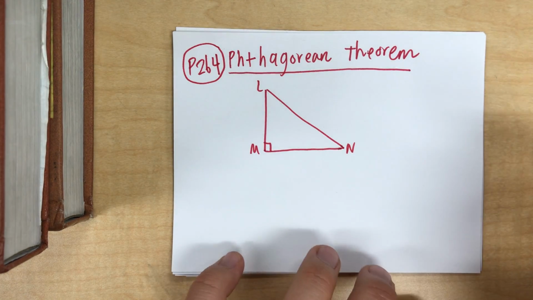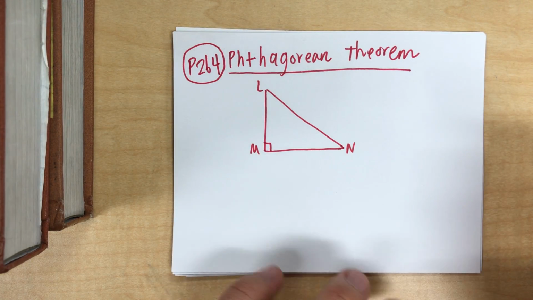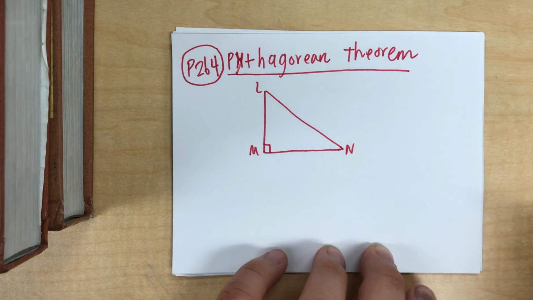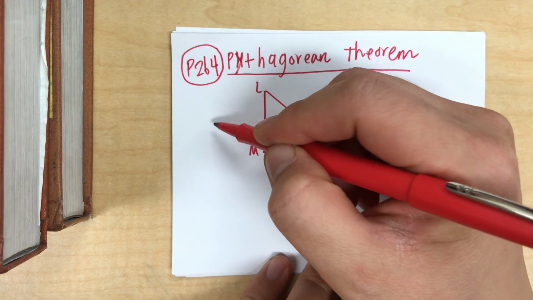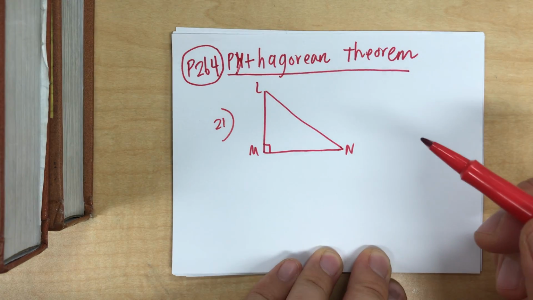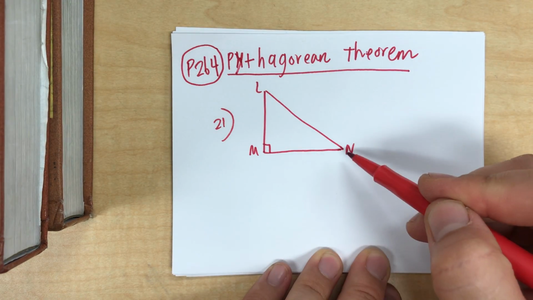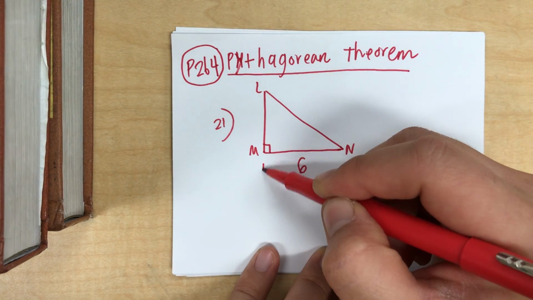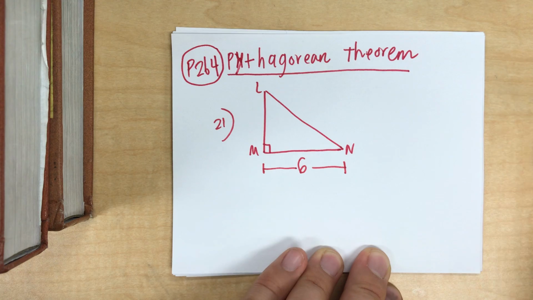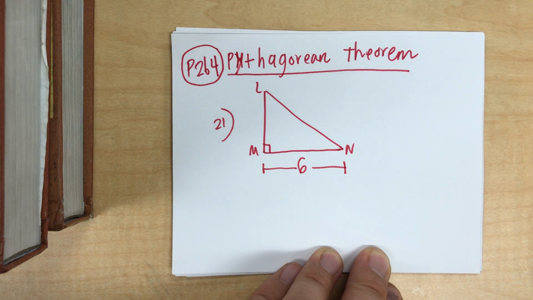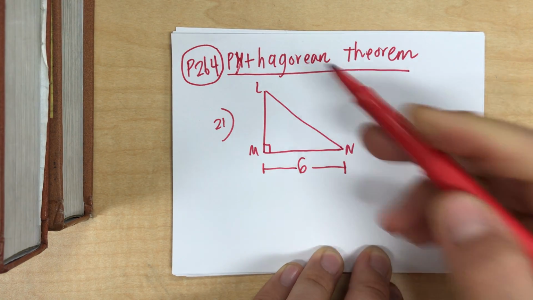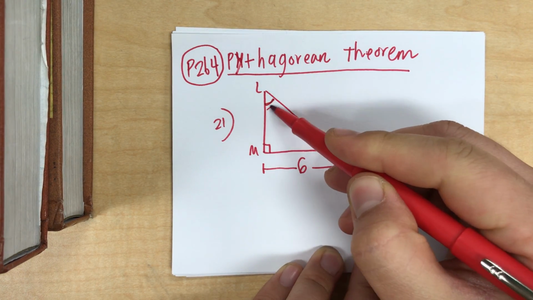Page 264, this is going over the Pythagorean theorem. That's supposed to be a y. And what you see here is this figure, looking at number 21. It says that MN is 6. Okay, so this is the actual length of that. And then it says tangent of MLN, so of this one right here, okay?